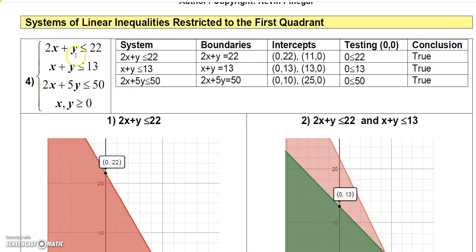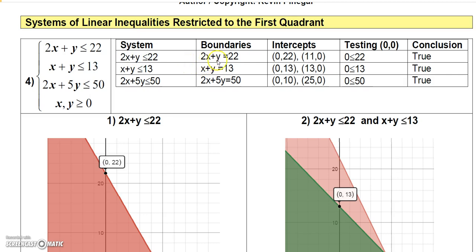Okay, let's do one more on this video. Let's say I have 2x plus y is less than or equal to 22, x plus y is less than or equal to 13, 2x plus 5y is less than or equal to 50, and x and y are greater than or equal to 0.